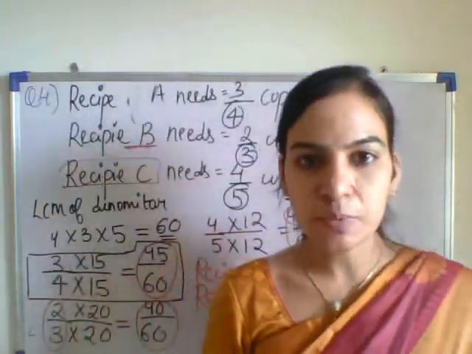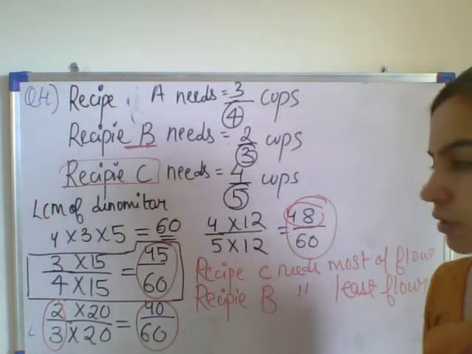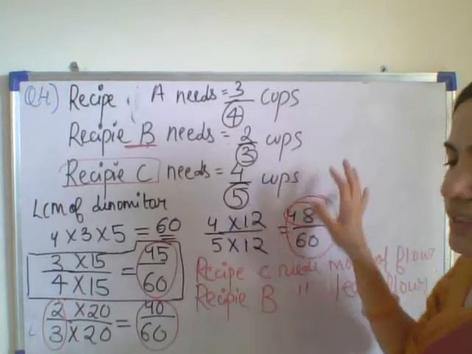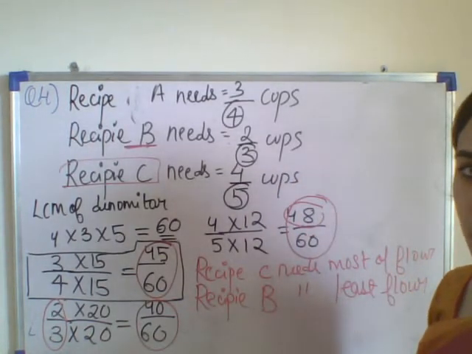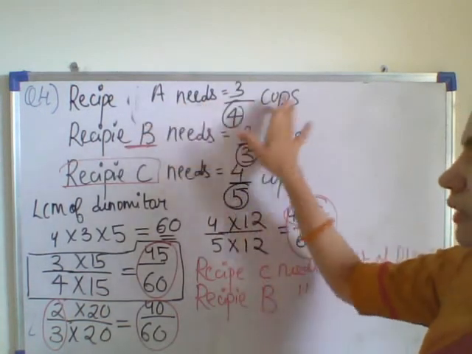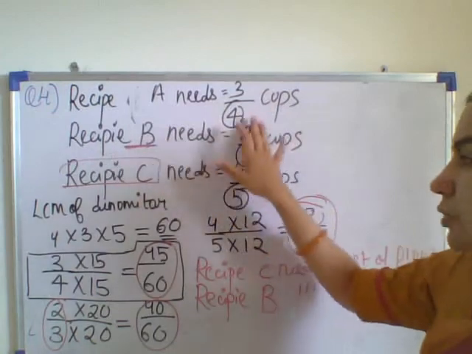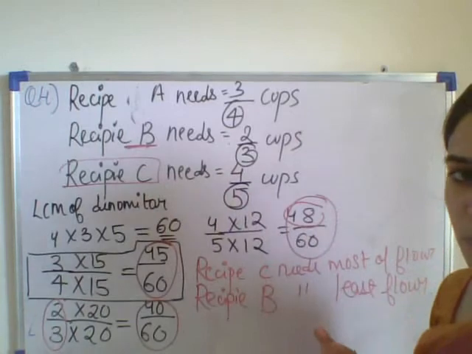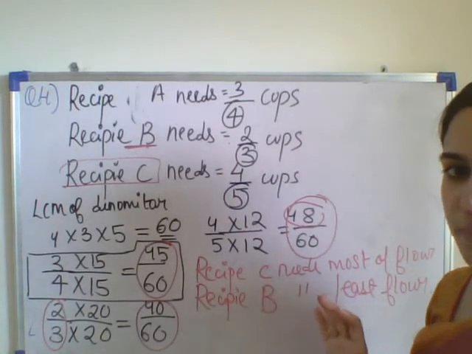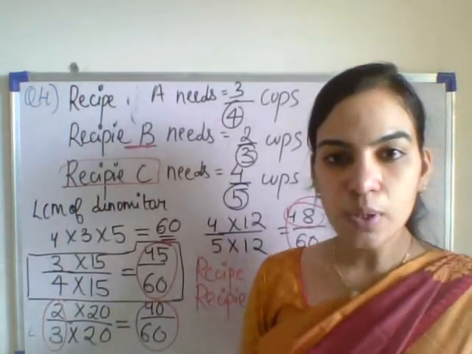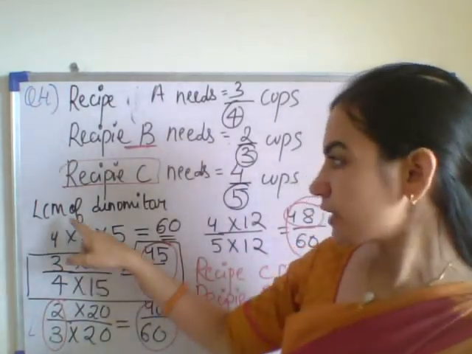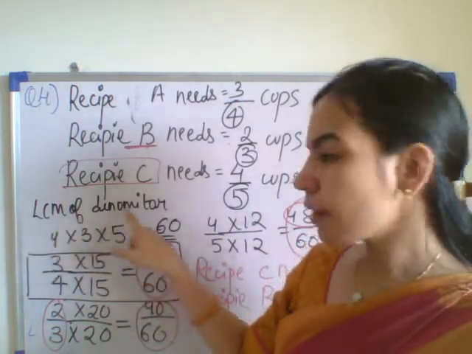So let us revise this question again. Question number 4 is the last question of your exercise 6A. What is given in the question? Pamela is having 3 recipes. Recipe A needs 3/4 cups of flour, recipe B needs 2/3 cups of flour, and recipe C needs 4/5 cups of flour. Now we have to find out which recipe needs the most flour and which needs the least. So what will we be doing? First, we'll be finding the LCM of the denominators.